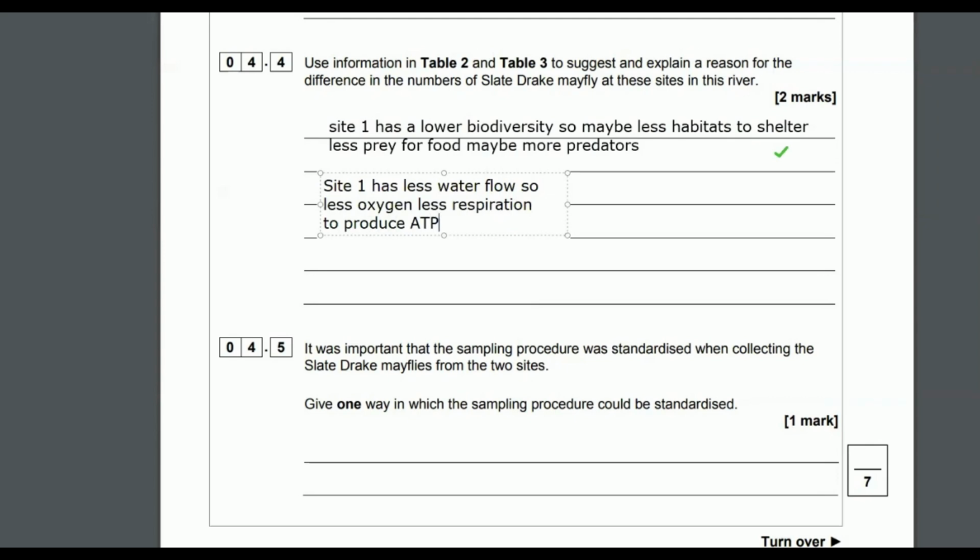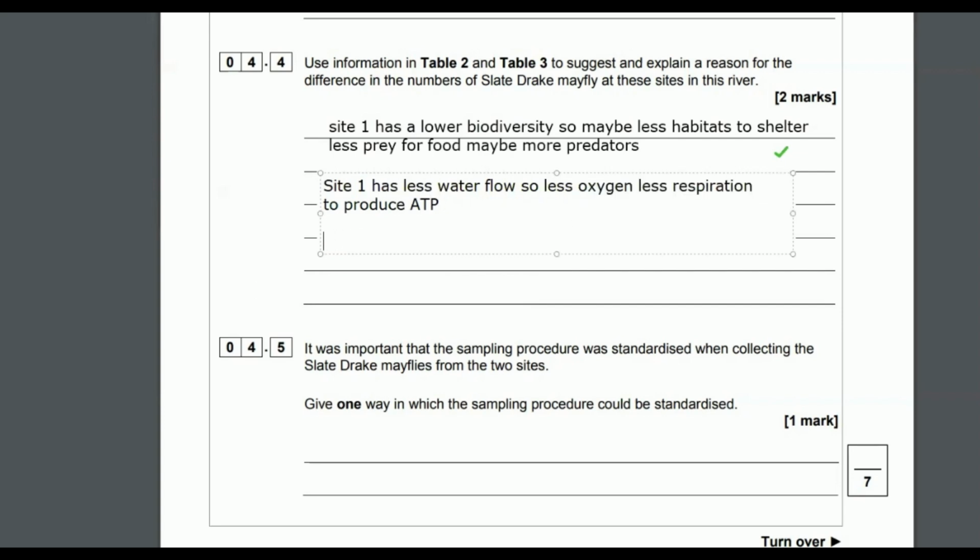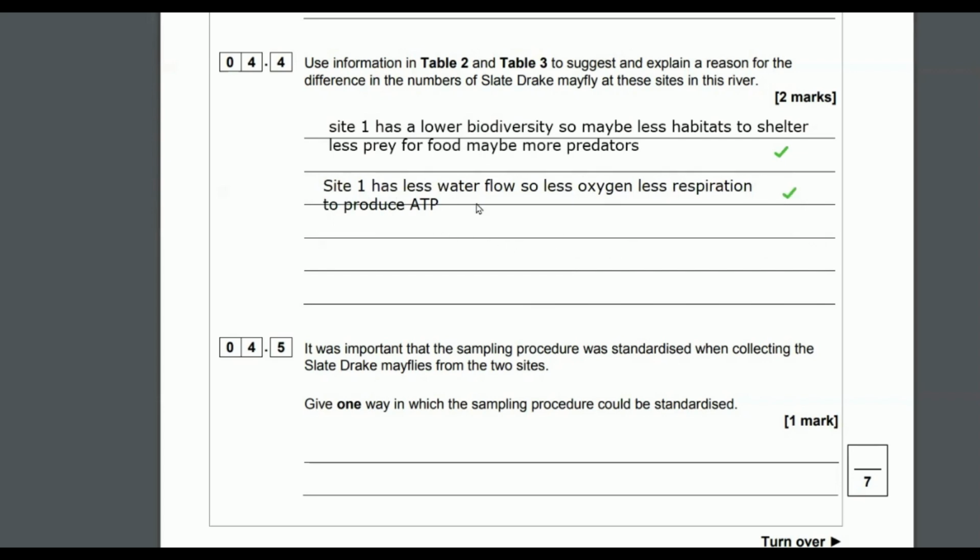It means the organisms are less able to produce ATP, and that will get you your second mark. Lovely jubbly. So less prey, less available food sources, as there's a lower index of diversity, and then less water flow, so less oxygen.